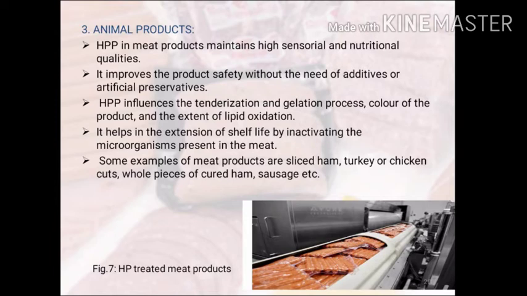product. Some examples of meat products which are produced by this high pressure processing include sliced ham, turkey or chicken cuts, sausage, whole pieces of cured ham, etc. In figure 7, it shows high pressure treated meat products.